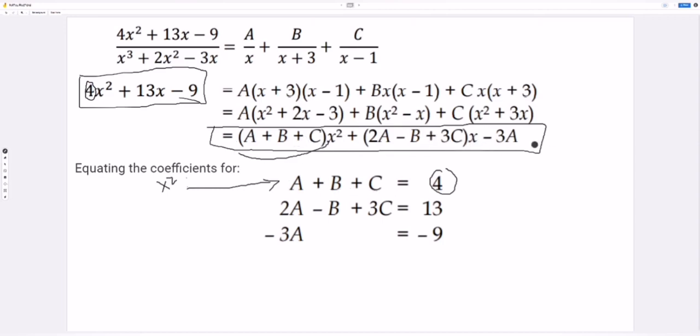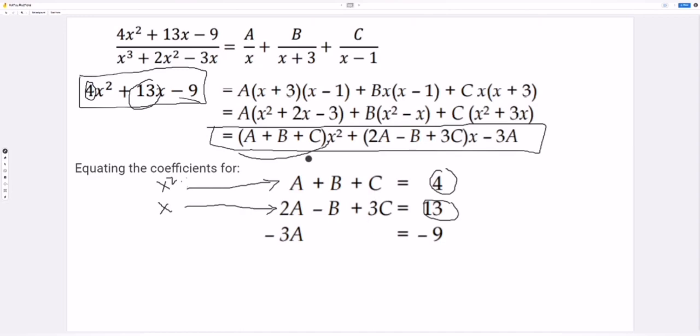Wala nang iba. Next, let us equate the coefficients for x. Again, the equal sign is the barrier for them. On the left side, for x we have 13, so just write 13 here. And on the right side, it is 2a minus b plus c. So here are the equated coefficients.